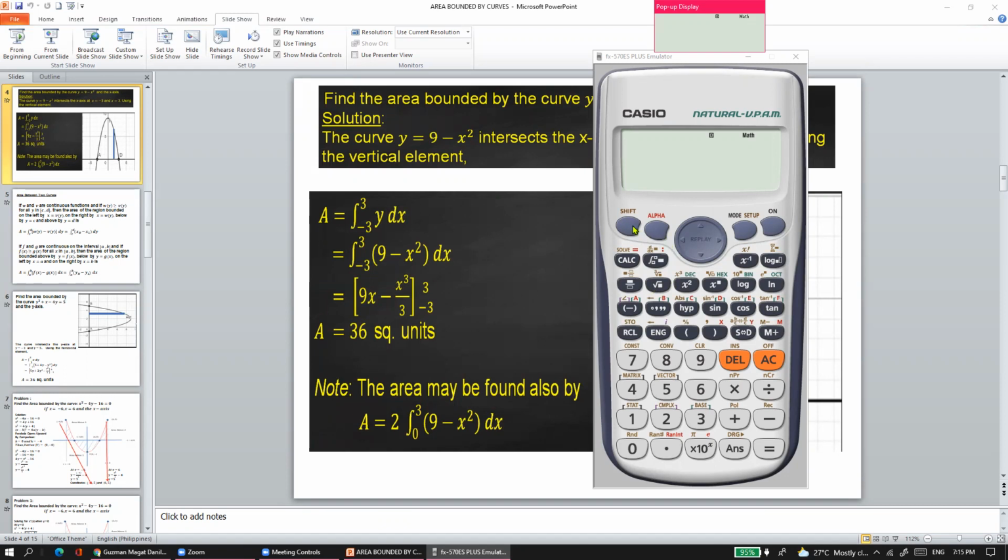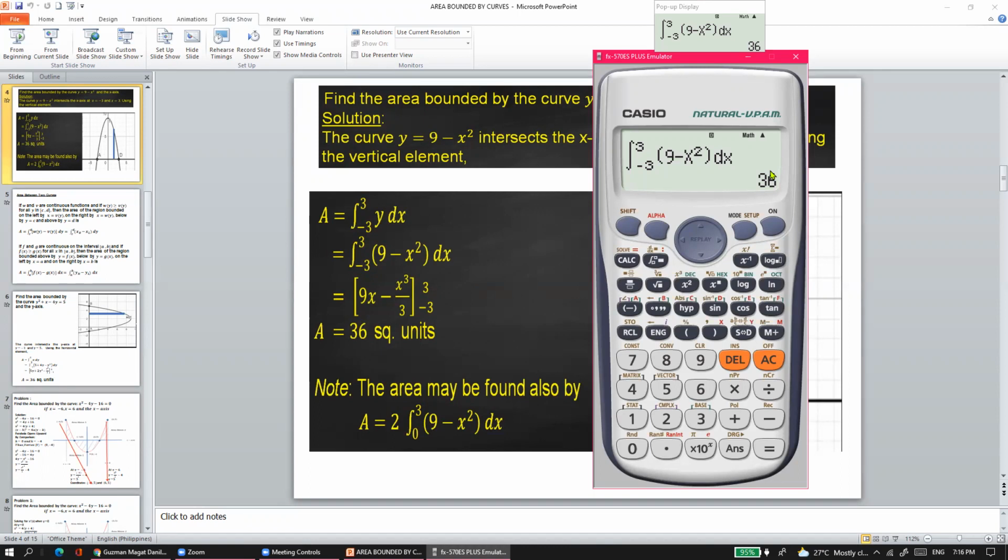Now, let me do it. So first, I'm going to press this symbol. And then let me write 9 minus alpha x, then square. Then I'll close it. But of course, I need to type the limits. Let me type negative 3 to 3. So ganyan lang siya kasimple. As it is, ita-type mo lang. Let us see if it is really 36. And that's it. 36 square units talaga siya. So ganyan kabilis.